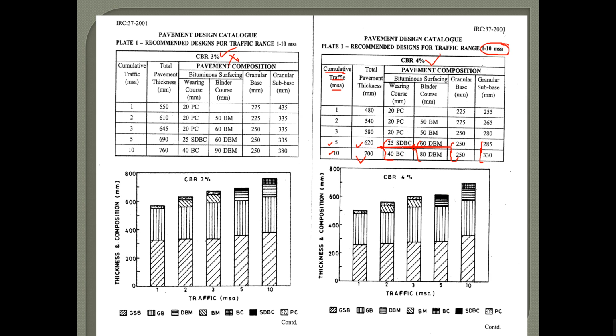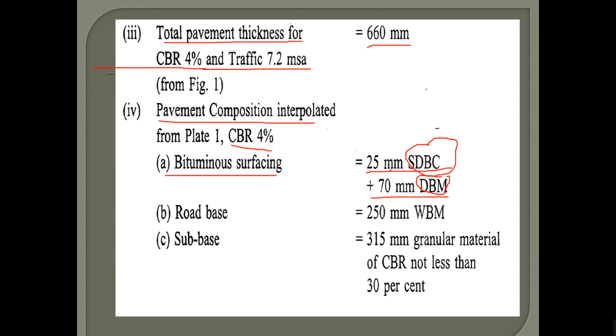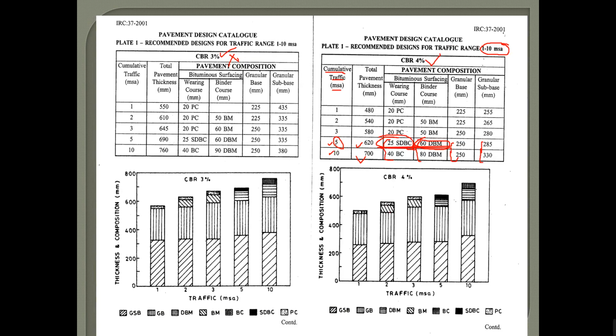Say for example, if I'm going to consider the cumulative traffic in terms of MSA as 5, what is the value of a wearing course? 25 SDBC, and binder course is considered to be 60 DBM. That's what they had written. Why not 60 DBM here? Because the given value of cumulative traffic is in between 5 to 10, which we have obtained as 7.2. After interpolation, we could get the value of DBM as 70. That you can do on your own.